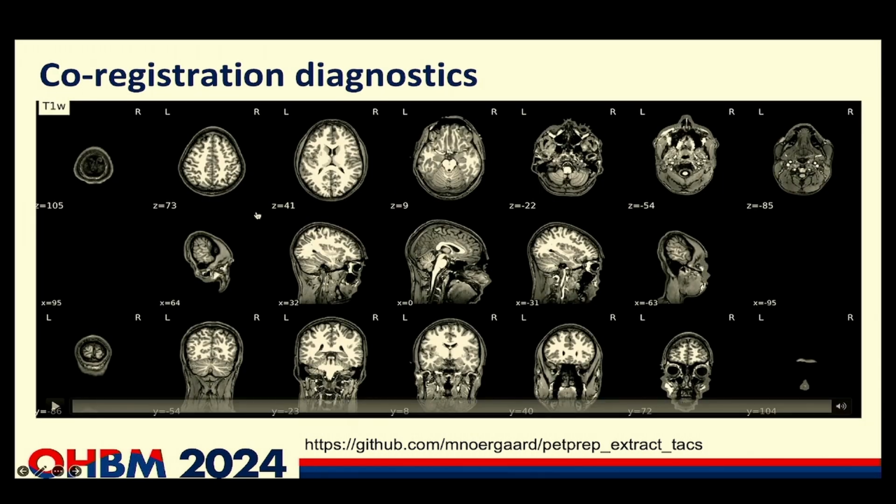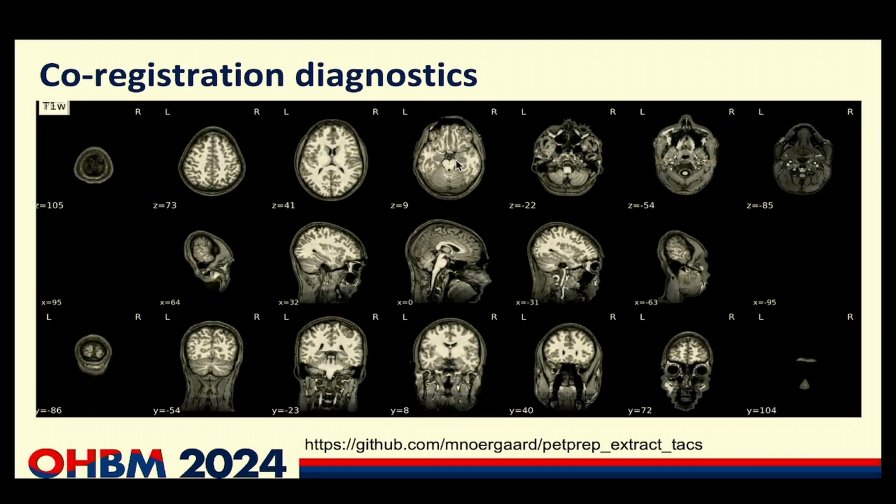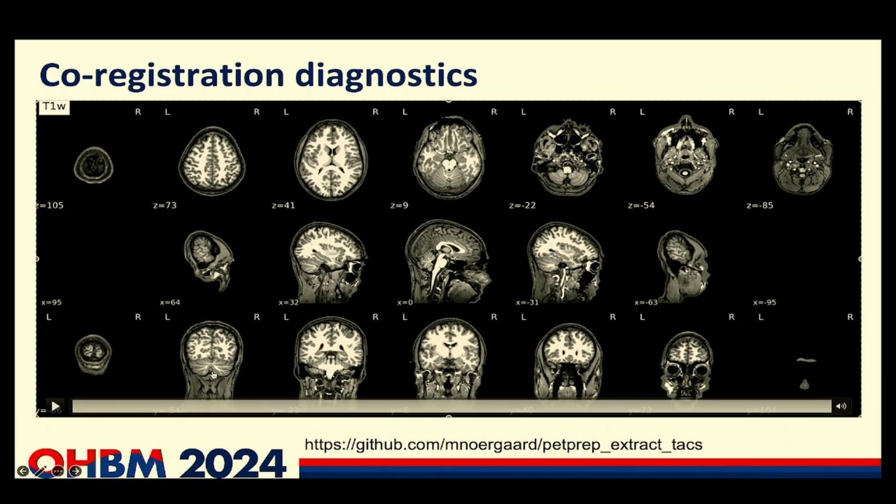What it's also doing is some co-registration diagnostics. So it's spitting out visualizations like this, where you have the PET and the T1 weighted data on top of each other. So you can basically verify that you did a good job in terms of the co-registration. Very important, because if you haven't done a good job on that, you will have some subsequent problems when you try to extract time activity curves.